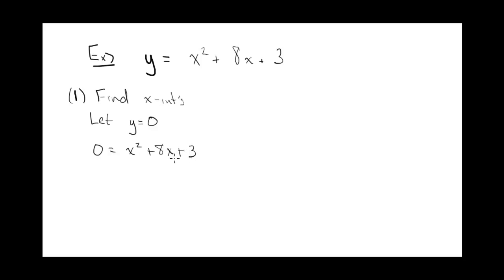So here's the issue. Try factoring that. You need a product of 3 and a sum of 8. Well, you're not going to find two numbers that do that. So the issue in this case is you can't factor in order to find the x-intercepts. So we know that not every quadratic is factorable. So if you can't factor it, you can't use this method of finding the x-intercepts.